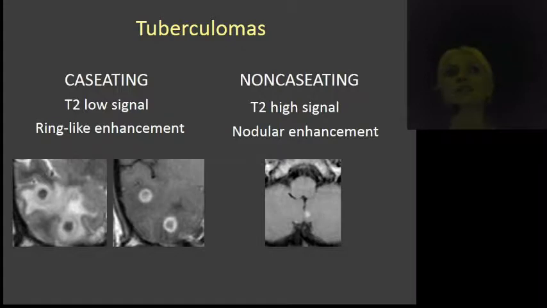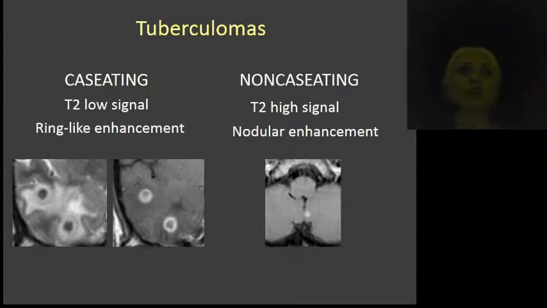Well, this is a little tough. It depends where you live. In certain areas, in Asia or maybe Africa, everything is tuberculosis. Where I live in Vienna, tuberculosis is the last differential diagnosis of ring-enhancing lesions. We do have tuberculomas. They will be caseating. These are the ones that I always memorize because they look like fungal. They're dark on T2 and ring-enhancing.